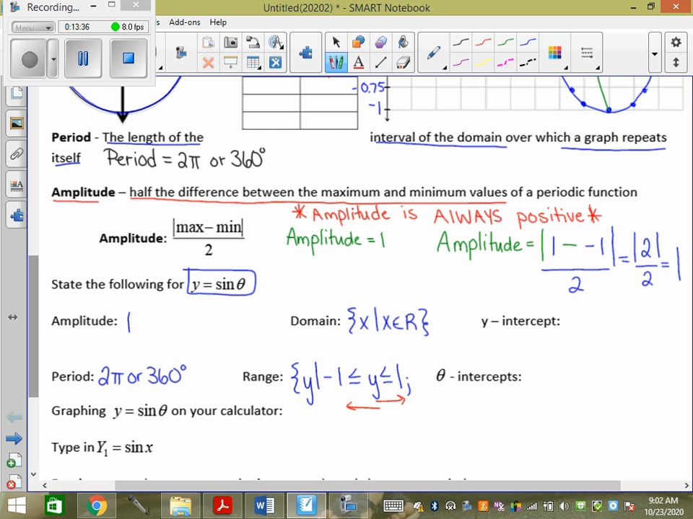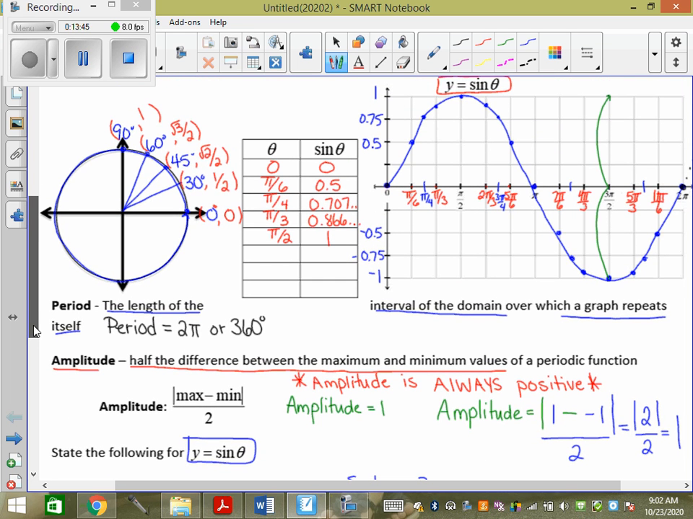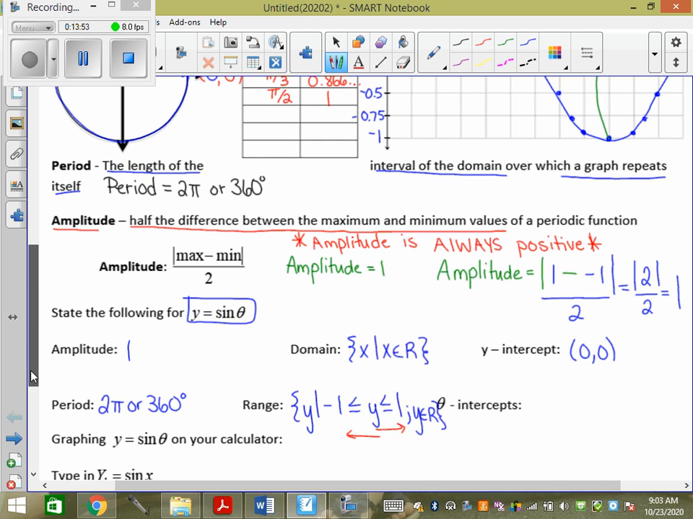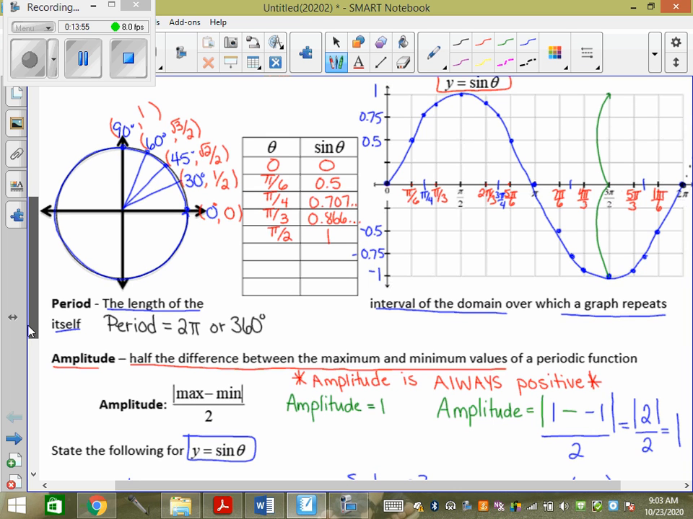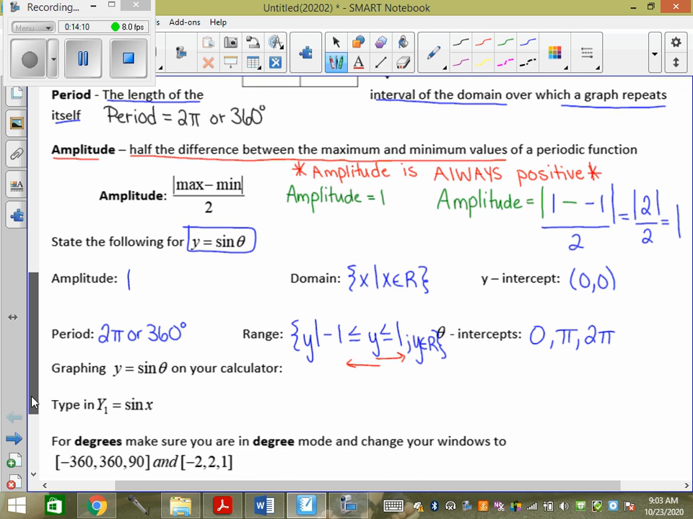And then y-intercept. What's my y-intercept of this graph? 0, 0. And what's my theta intercept? 0, pi, 2 pi. So you're seeing the pattern. The pattern is that it's increasing, it's happening every pi and starting at 0. We agree?